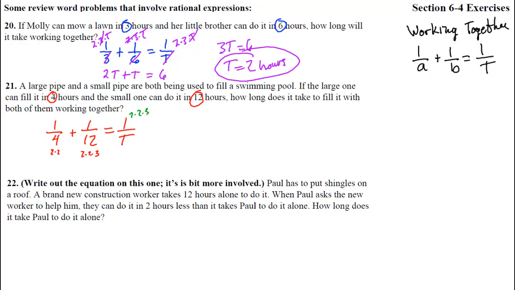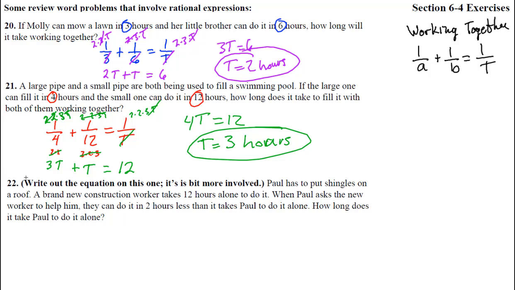2 times 2 times 3t, 2 times 2 times 3t, and 2 times 2 times 3t. 2 times 2 divided by 2 times 2 is gone, so that's a 3t. And then here, 2 times 2 times 3 only leaves the t left. And then over here, the t cancels, and we're left with a 12. So that is 3t plus t is 4t equals 12. Divide by 4, and we get t equals 3. So together, they're going to be 3 hours. Excellent.